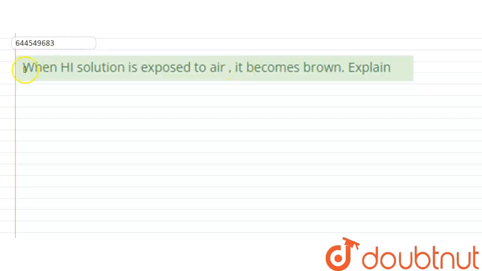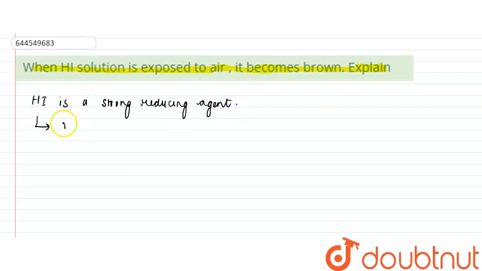So let's see this question. In this question it is given, when HI solution is exposed to air, it becomes brown. Explain. So we know that HI is a strong reducing agent, right? Now if it is a strong reducing agent, it readily gets oxidized by air.